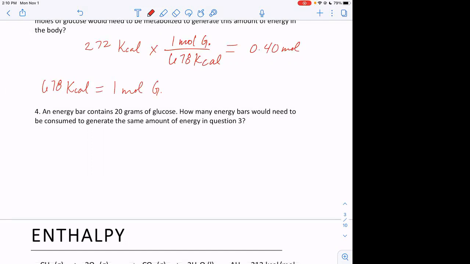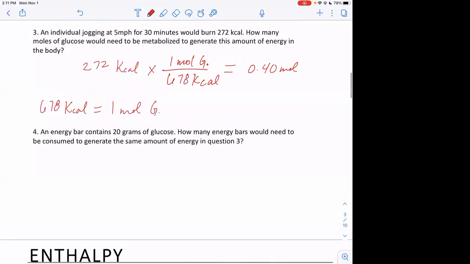How many of you like energy bars? An energy bar contains 20 grams of glucose. How many energy bars would need to be consumed to generate the same amount of energy in question 3? I like energy bars, but they're so high in added sugar sometimes. I try to find ones with natural sources of sugar, but an energy bar is 20 grams of glucose. Okay, let's reread this. How many energy bars would need to be consumed to generate the same amount of energy in question 3? Right up here.